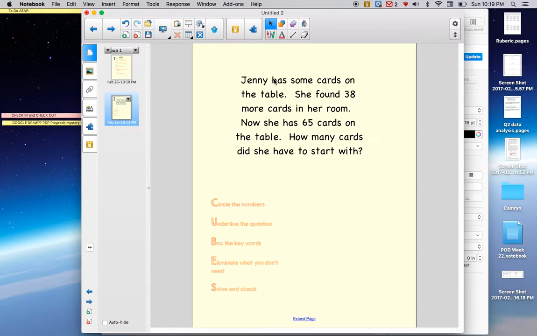Jenny has some cards on the table. She found 38 more cards in her room. Now she has 65 cards on the table. How many cards did she have to start with?